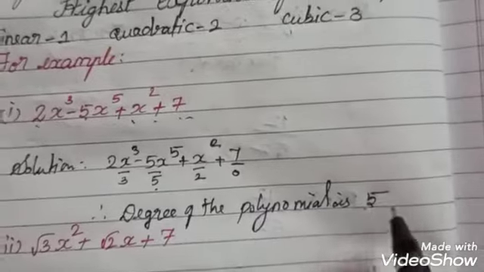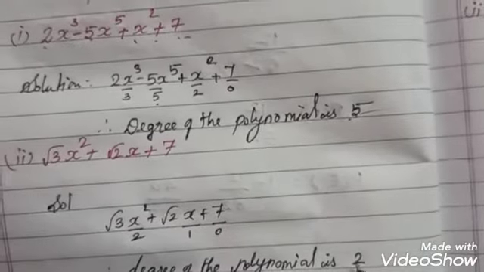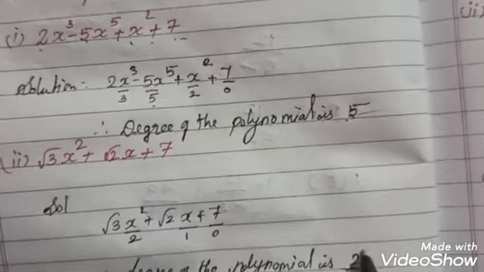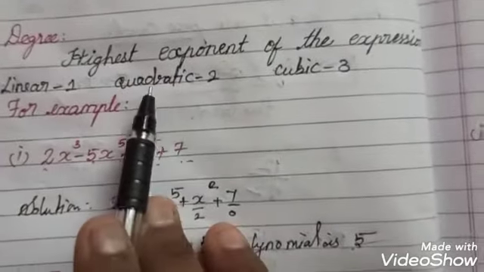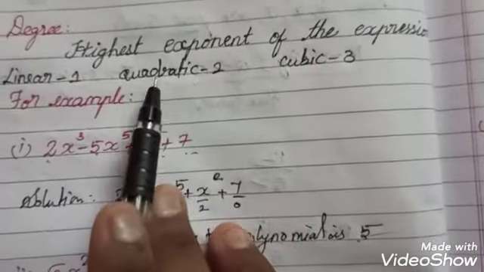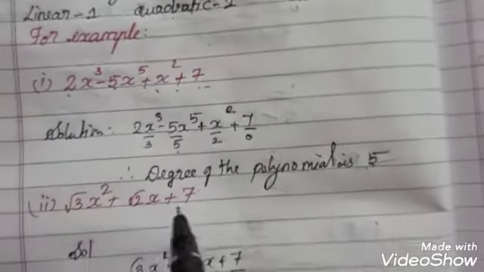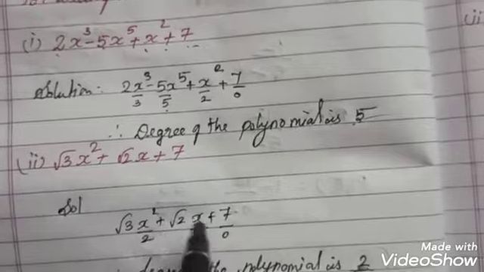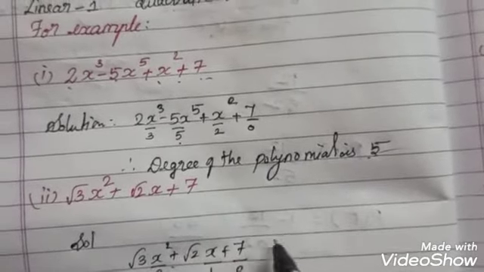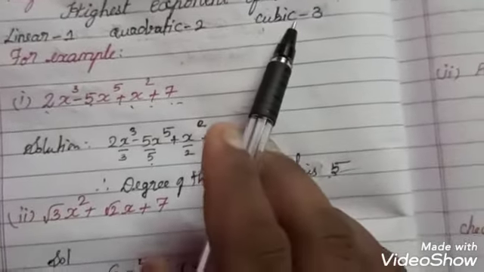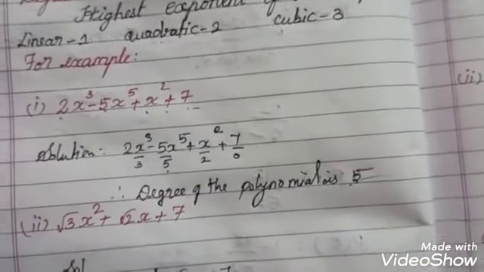So now you see the classification. Here 5 is there, we leave it. Here the degree of the polynomial is 2. Already I explained, degree of the polynomial is 2 means the type should be quadratic polynomial. So this is quadratic polynomial. In the same way, if the degree is 3, that should be cubic polynomial, and 1 means linear polynomial.